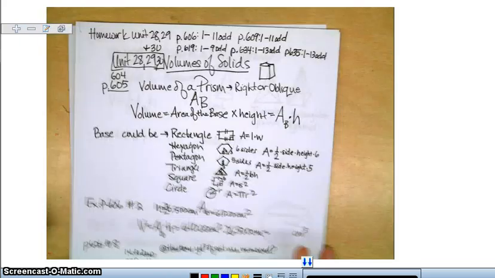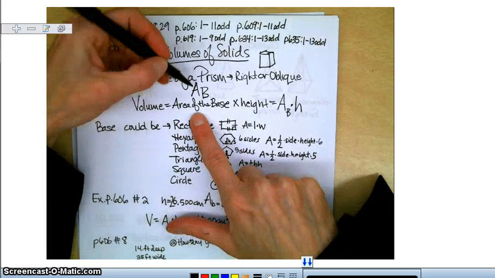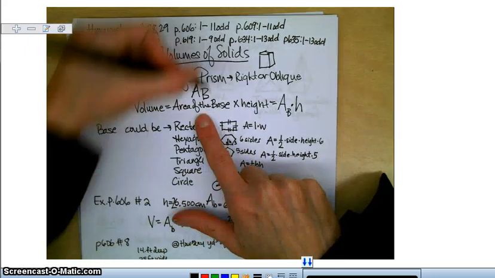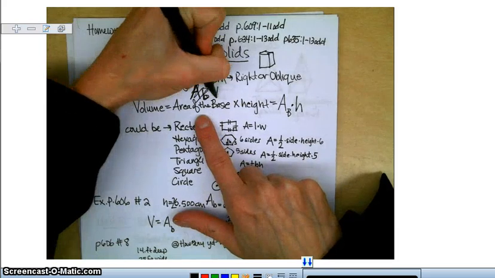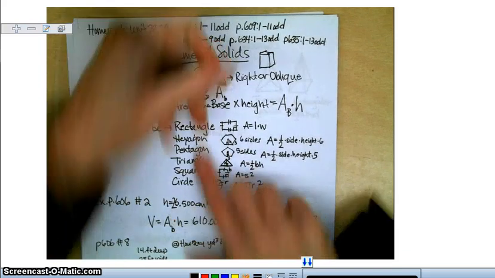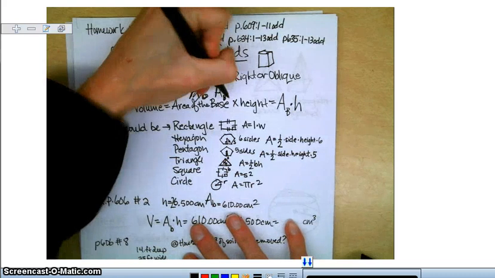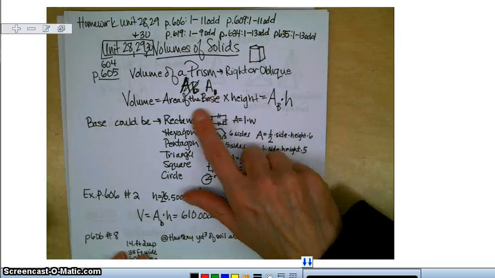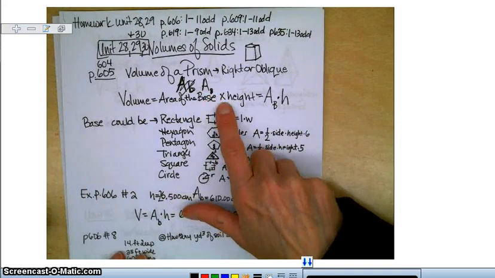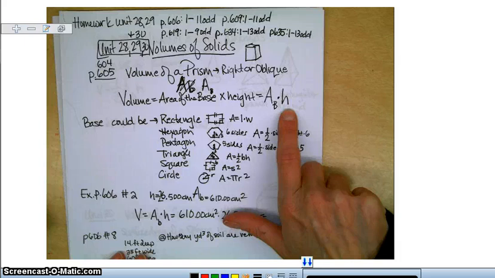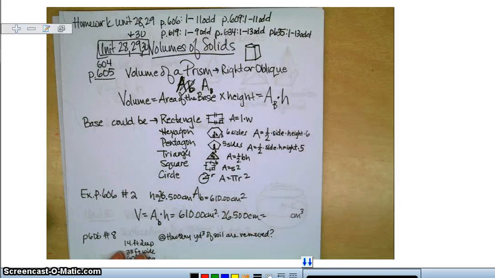So the volume of any of these prisms can be found by taking the area of the base, which is represented by a large A with a little b below, times the height. So this is the formula for the volume of any of those pictures I just showed you.